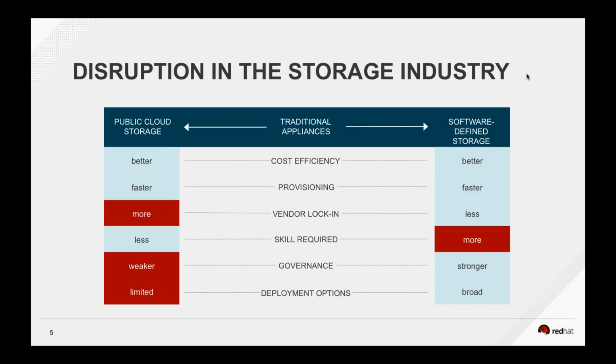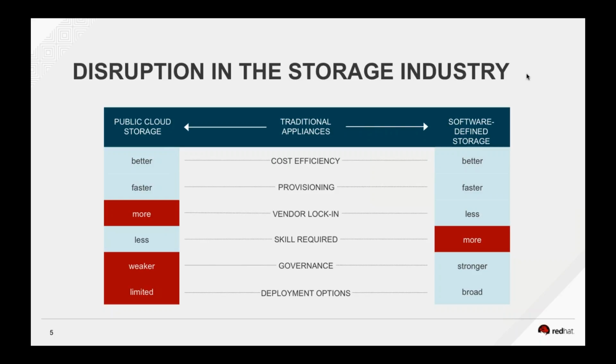In traditional appliances, there is vendor lock-in. In fact, in public cloud storage, it is even more. You are moving hundreds of petabytes into Amazon. How are you planning to move that data back if you want to do it on-prem, or you want to move that data back for yourself? Even moving 1 petabyte takes weeks from Amazon cloud. So that's a huge vendor lock-in which is there from the public storage as well as traditional appliances.